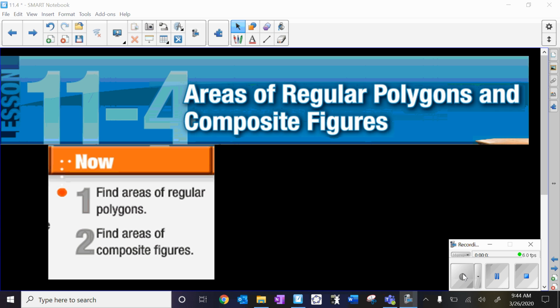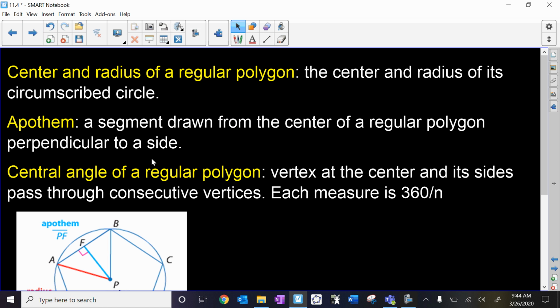The last section that we'll look at in chapter 11 is section 4, where we're going to look at finding areas of regular polygons and composite figures. We're going to start with regular polygons, and then we'll get to what is a composite figure later. There's quite a bit of vocab that goes with this section. So I'm going to start out with the vocab for regular polygons first.